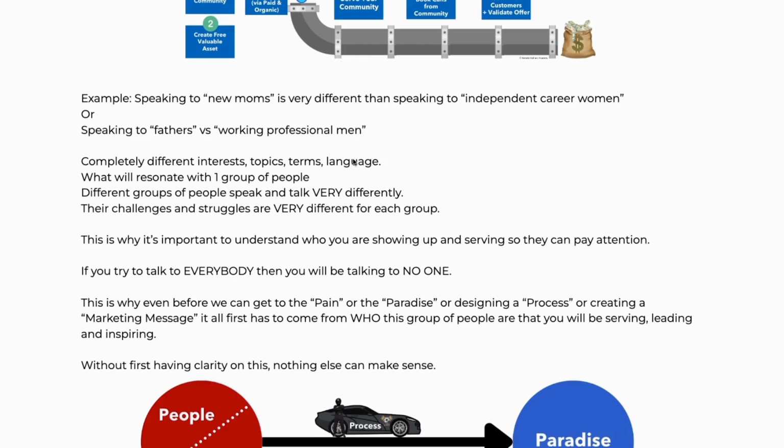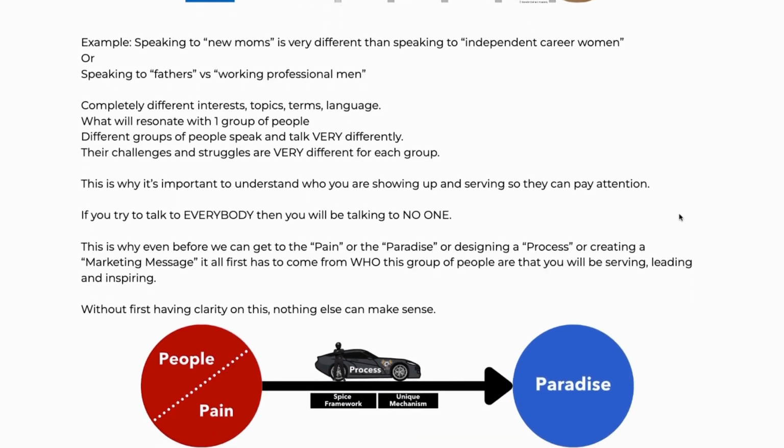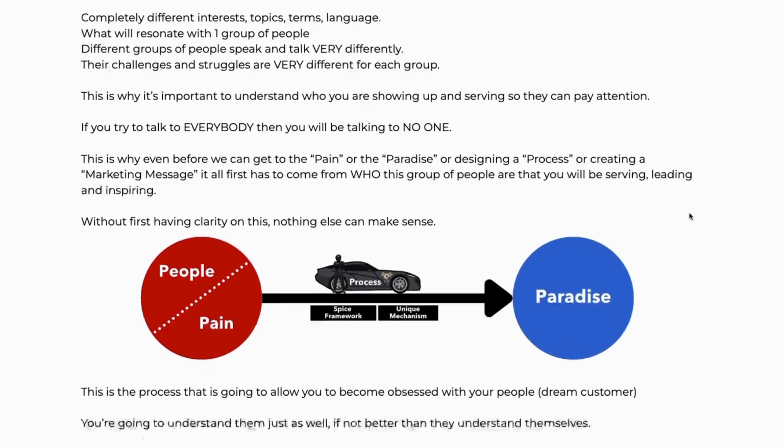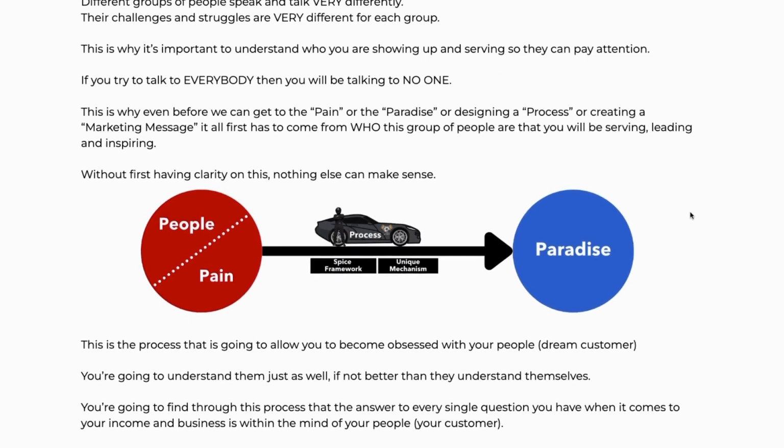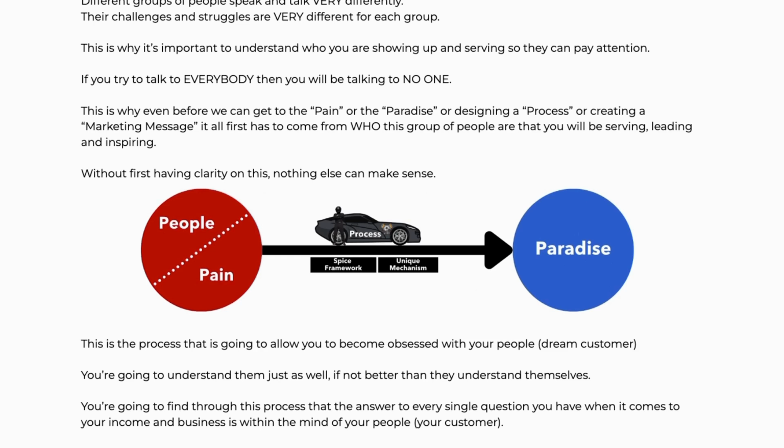And so this is the reason why, even before we get into identifying what is the pain of the market, aka what are the obstacles and the roadblocks of the market, what is the paradise, aka the results and outcomes that the market is trying to achieve, and what is the process by which you're going to take them from their current situation to their desired situation, from their pain over to their paradise?